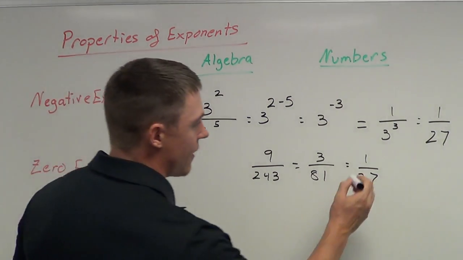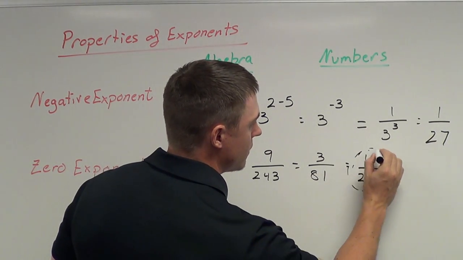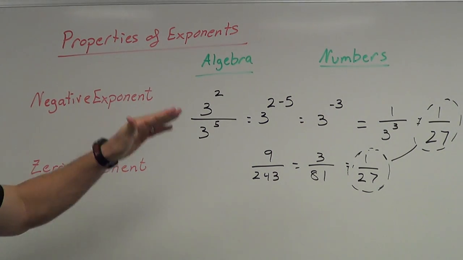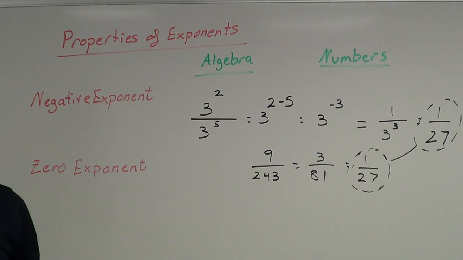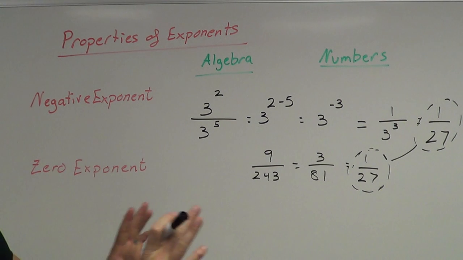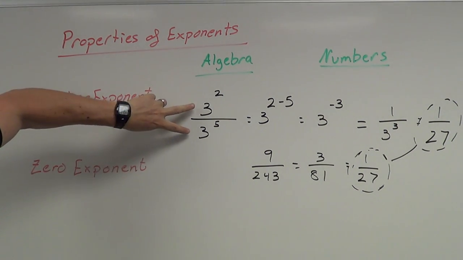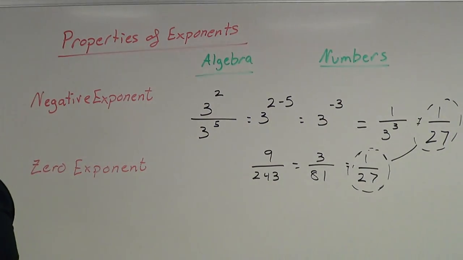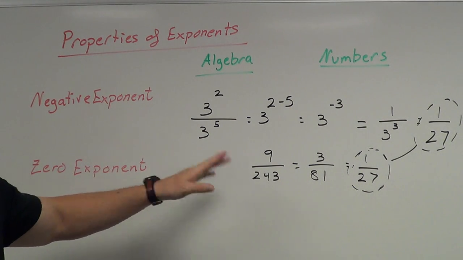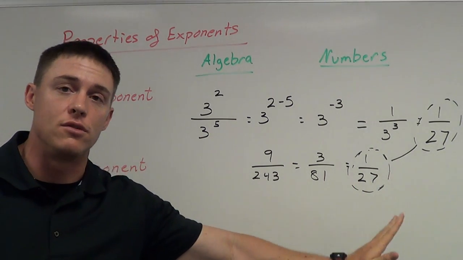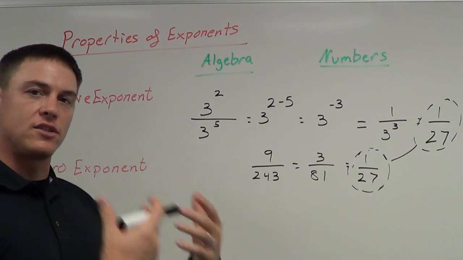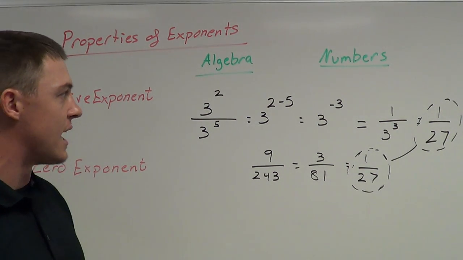So notice what we have here, 1 over 27, 1 over 27. Either way you look at it, you're going to get the same result. But notice the different ways to do this. You can either just take the bases, take the exponents, subtract them, and make it into a fraction, which is actually an easier process than having to do 9 over 243 and do all the mental math of reducing that fraction. So again, either process will work. It just depends on what you like best.